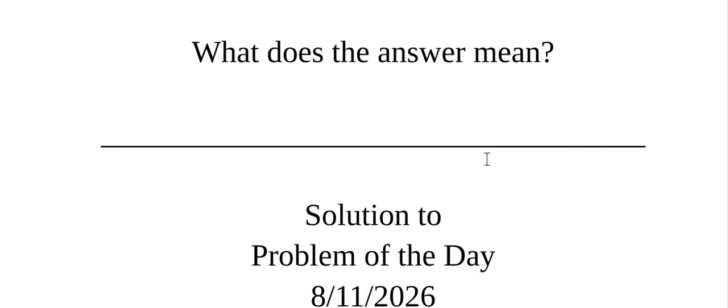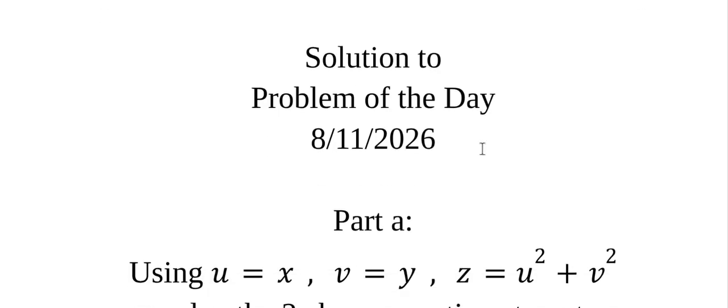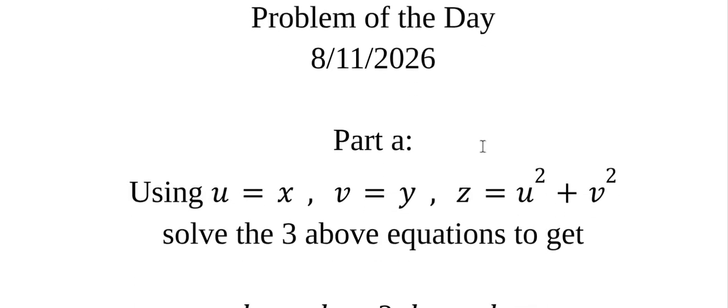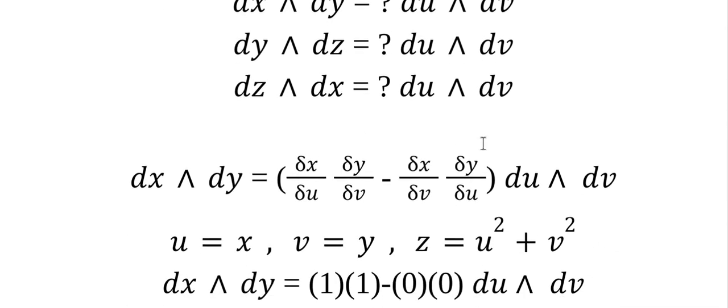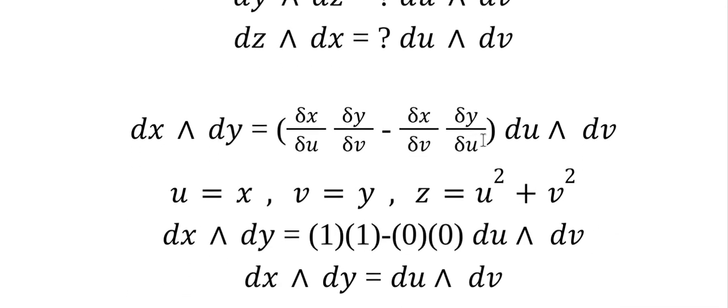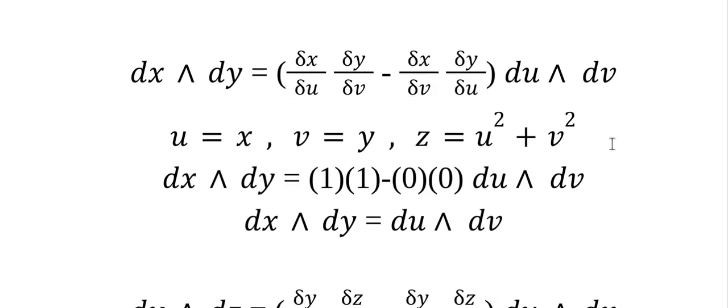Okay, you're back. Excellent. Solution, part A. Solve the three above equations. That was those. All right, so let's do number one. Here is dx wedge dy. Here's what you got. So we just want to take these derivatives, right? So partial x over partial u is 1, partial y over partial v is 1. That's 0, that's 0. du wedge dv. So dx wedge dy is just du wedge dv.